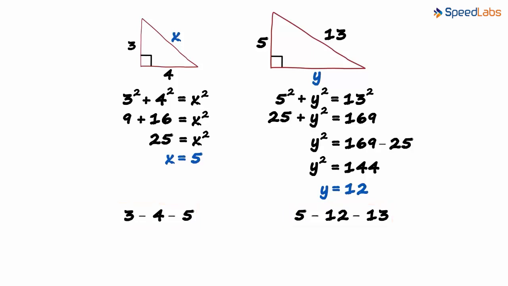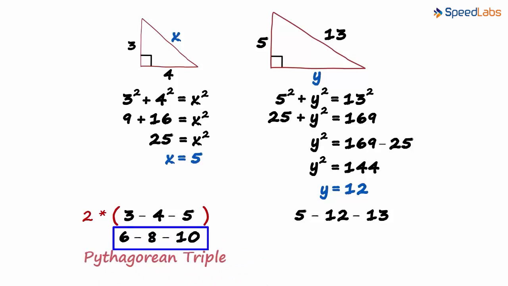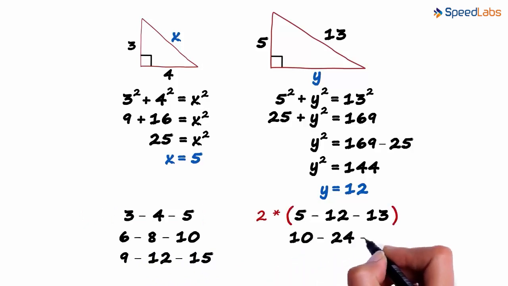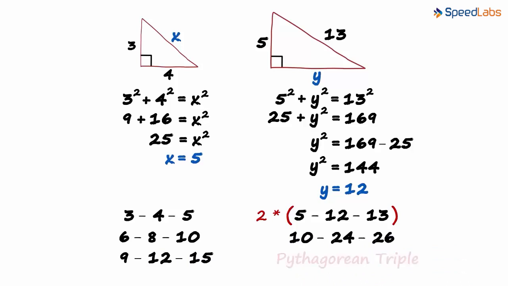But there's something even more special here. If we multiply each of these numbers by 2, we get 6, 8 and 10. And this too will be a Pythagorean triple. Even if we multiply each of these numbers by 3, we get a Pythagorean triple: 9, 12 and 15.